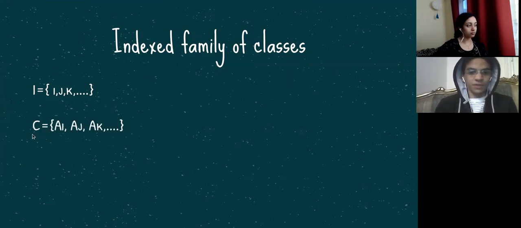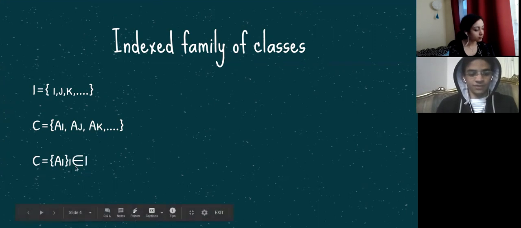This C would be the index family of classes. So it would be A sub I, A sub J, A sub K, where I, J, and K belong to the class of indices, right? I, J, and K are just arbitrary letters, so they can be replaced with numbers or anything. Instead of I, J, and K you can have 0, 1, 2, or whatever. They represent any index or any subscript in general.